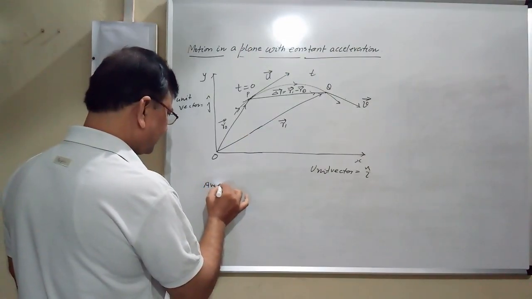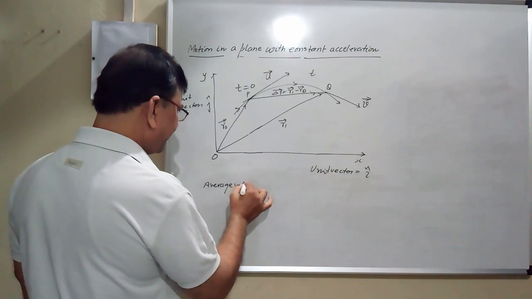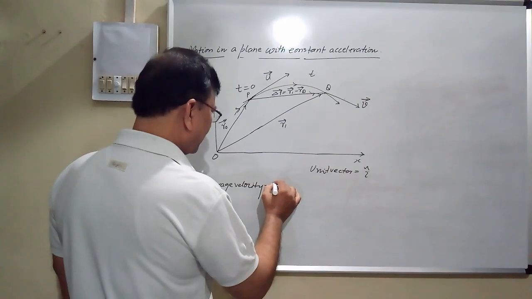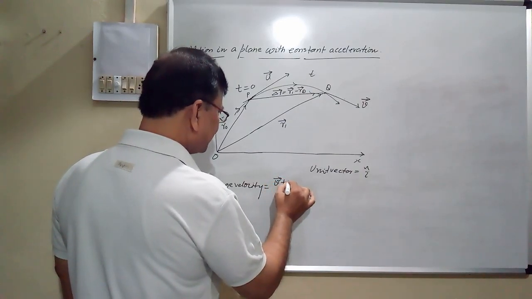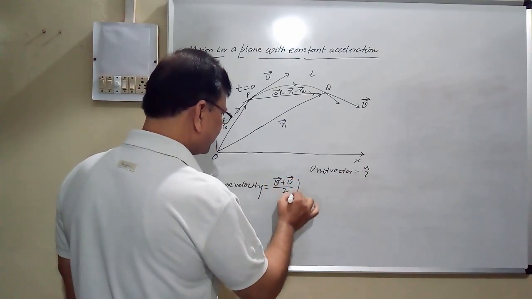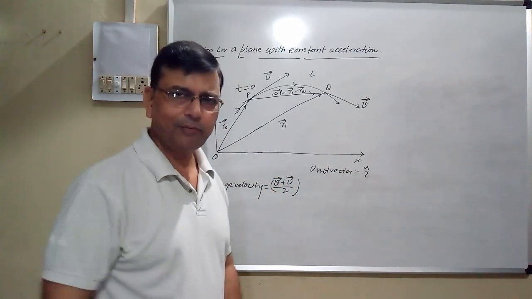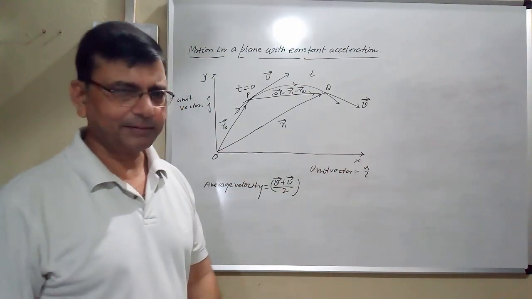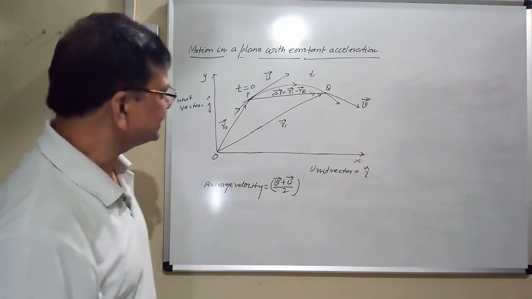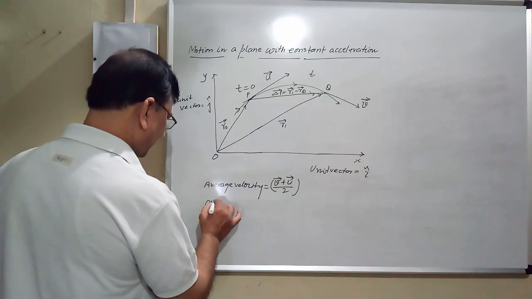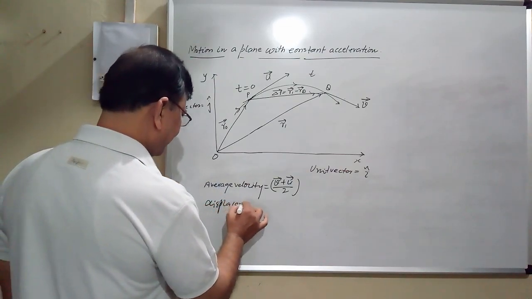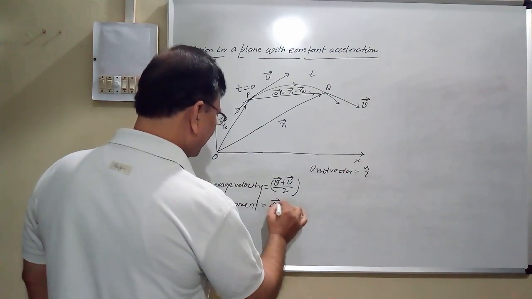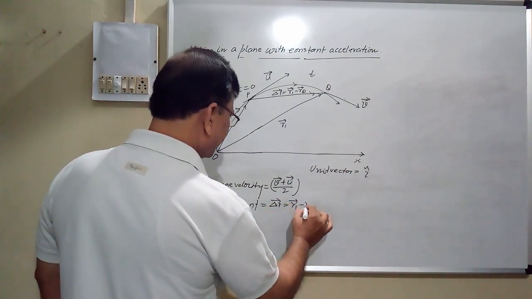Average velocity is equal to v plus u by 2. This is the average velocity. Vector sum of these two velocities divided by 2. This is the average velocity of it. And the displacement is equal to delta r is equal to r1 minus r0.